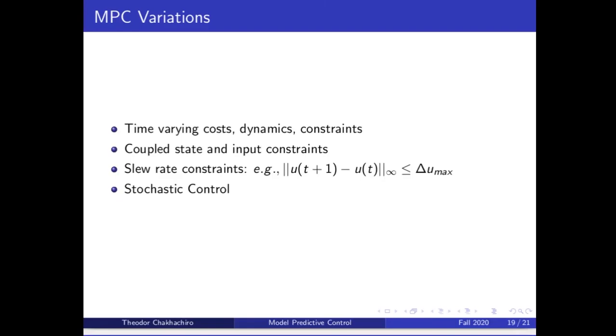We also have variations on MPC. We can vary the time, costs, the dynamics and the constraints. We can also couple the state and input constraints. We can add a slew rate constraint, which means that the control input in the future time step is really dependent on the previous time step, which smoothens out the control input signal. And this also will make our algorithm converge to the solution very fast because of the block banded matrix in the constraints. And we also have an important part, which is the stochastic control.